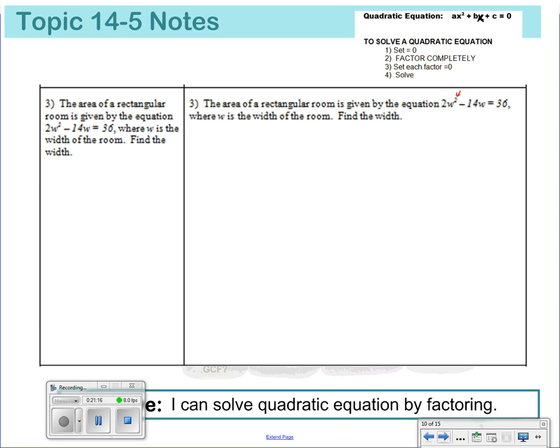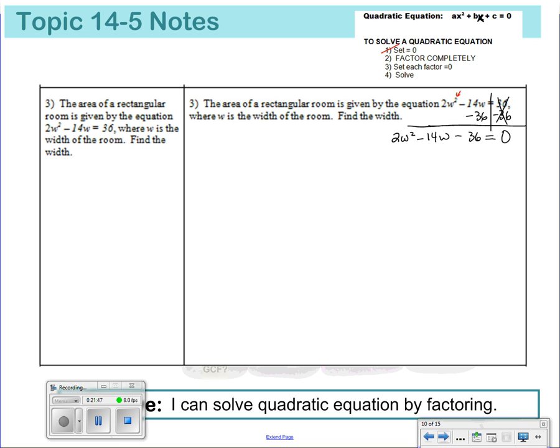We're still going to use those same process in order to figure out what w is. I need this quadratic set equal to 0. So we're going to subtract 36 from both sides. We now have 0. And then on the left-hand side, I cannot combine anything, so we have 2w squared minus 14w minus 36. That comes out equal to 0.